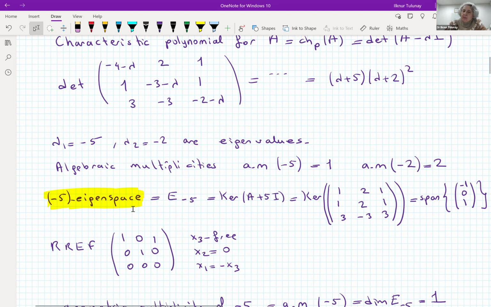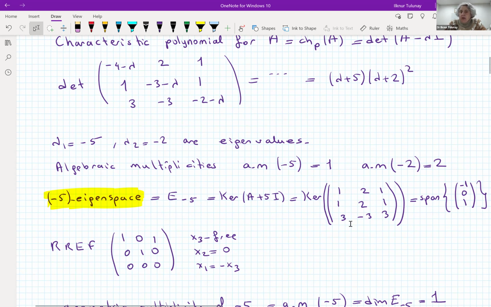Let's try to find out the eigenspaces corresponding to those eigenvalues. So the minus 5 eigenspace, we call it E minus 5, is the kernel of A plus 5I. If you put lambda equal to minus 5 here, that will be minus 4 plus 5, so that's 1. Minus 3 plus 5, that's 2. Minus 2 plus 5 is 3. So the diagonals will change, and all the others will remain the same, right? 2, 1, 1, 1, 3, minus 3. So that is the matrix that we obtain, A plus 5I.